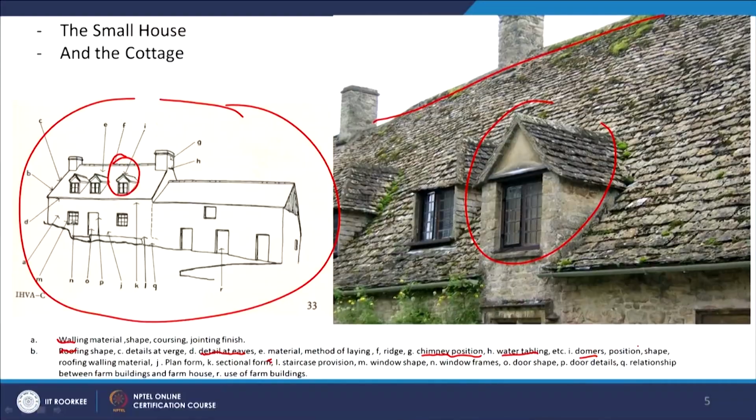Imagine what kind of angle, what kind of height it is getting at a sill level. So where the dormer is coming and how the dormer is functioning, what is the width of the dormer, position, shape, roofing and walling material, and the plan form.